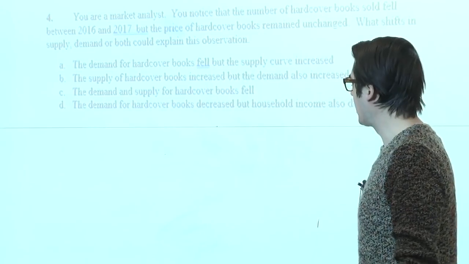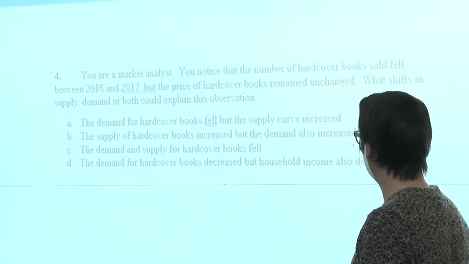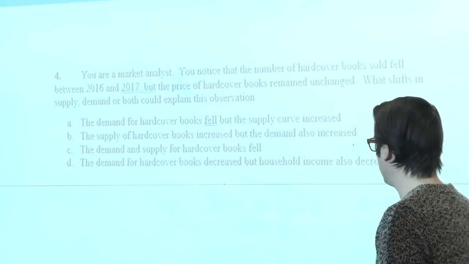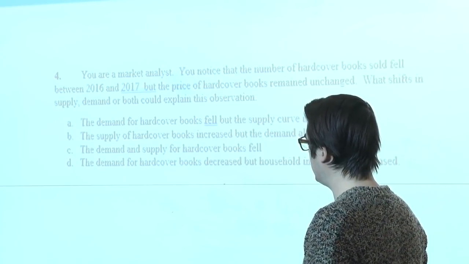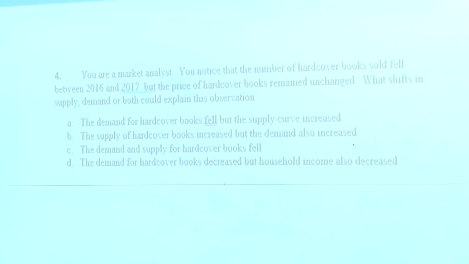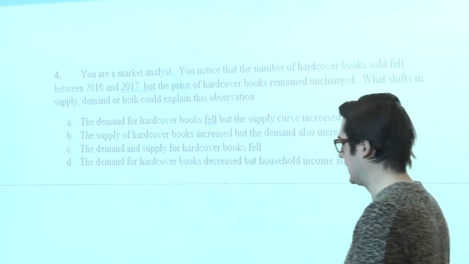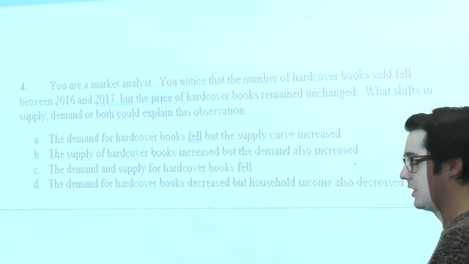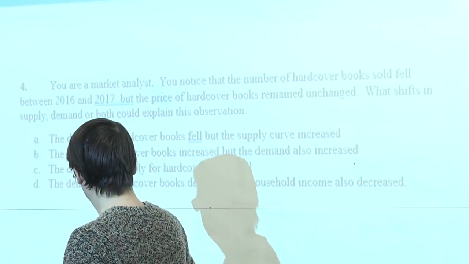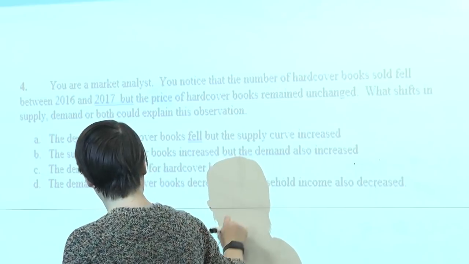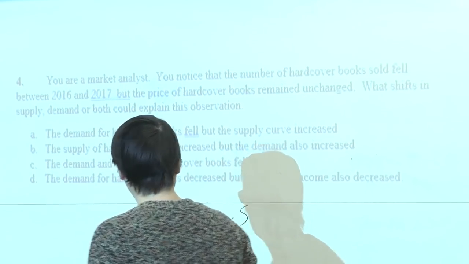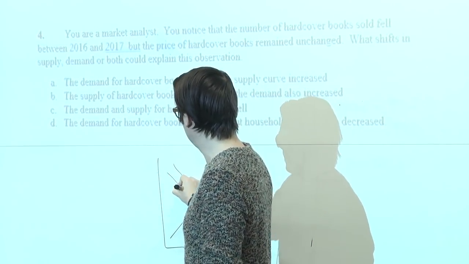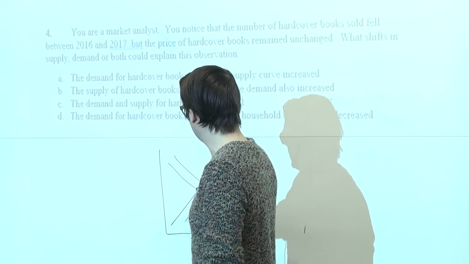Okay, question 4. You're a market analyst. You noticed the number of hardcover books sold fell between 2016 and 2017, but the price of hardcover books remained the same. What shifts in supply and demand, or both, could explain this observation? Okay, so let's just go through each one and see if they make sense. First one says the demand for hardcover books fell, but the supply curve increased.